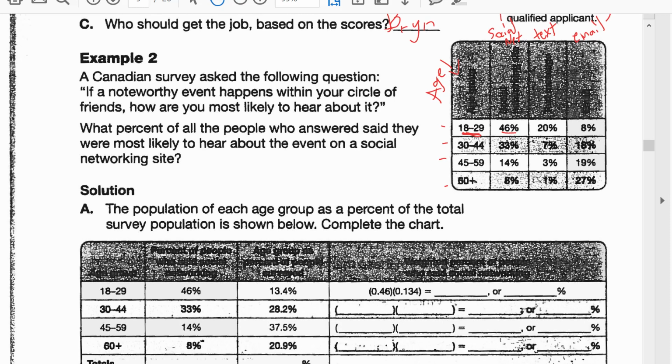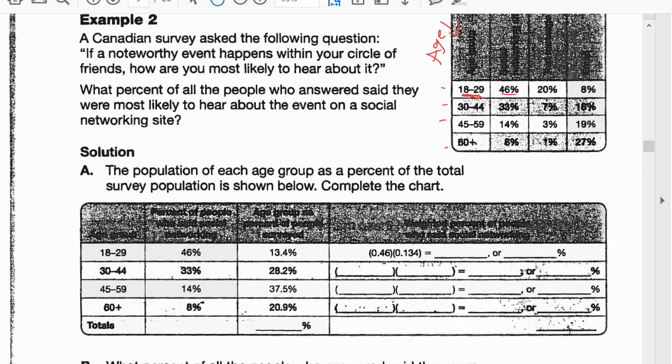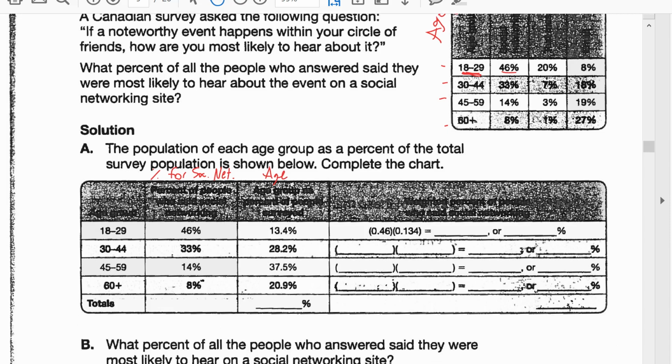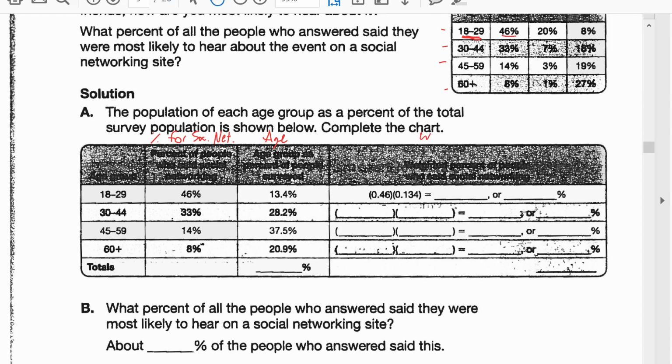Okay, so solution. The population of each age group as a percent of the total survey population is shown below. So this is the percent for social network, and this is age group as percent of people surveyed. And the last one is the weight, percent of people who said social networking. So we're just taking a look at social networking, which is that one right here.